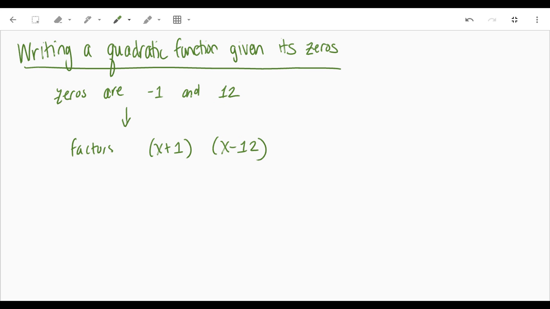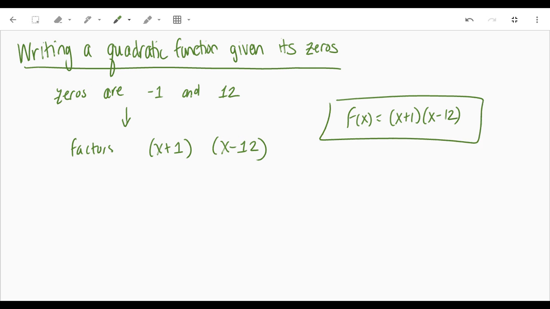Again, you're just thinking backwards. What would make 12 be a zero? And that is if x minus 12 is a factor. And you don't even have to expand them. Your final answer, f of x, is (x plus 1)(x minus 12). That is it. As simple as that. Okay. Next one.